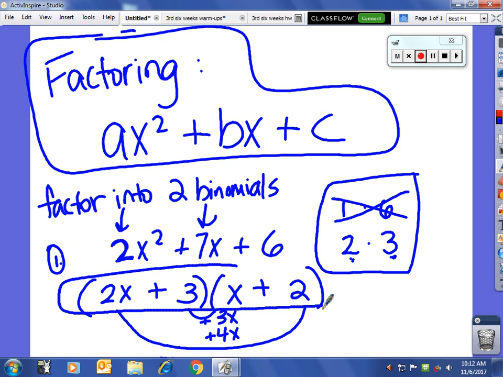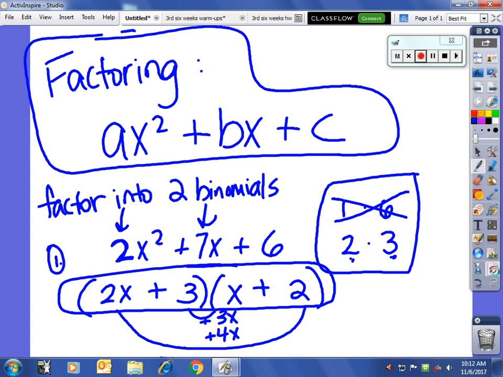So this process is just called guessing and checking, and you just got to dive in and start guessing and checking. And if it doesn't work, change positions. And if that doesn't work, move on to a different pair of factors. All right, let's try another one, number 2.